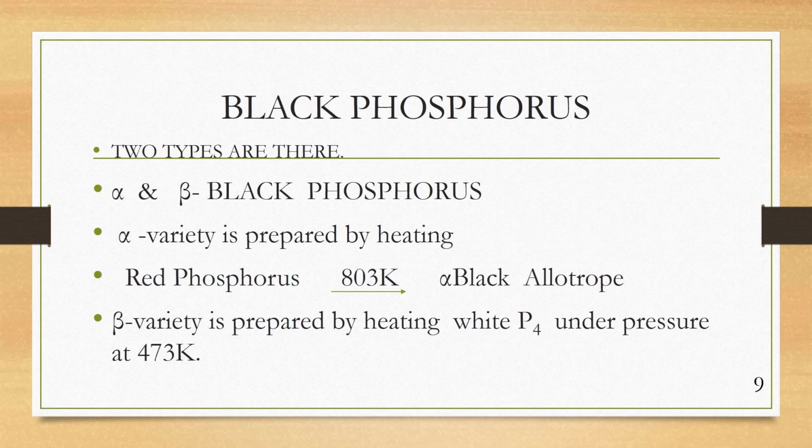Coming to the next variety called black phosphorus. Black phosphorus comes in two different varieties. One is called alpha black and the other one is beta black. Alpha variety is prepared by heating red phosphorus in a sealed tube at around 803 Kelvin. Whereas the beta variety is obtained from white phosphorus, and that is prepared under pressure at 473 Kelvin.